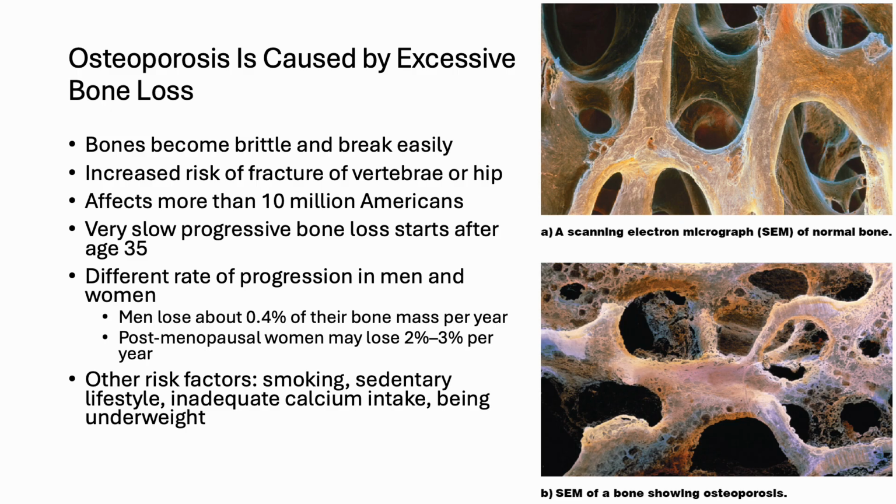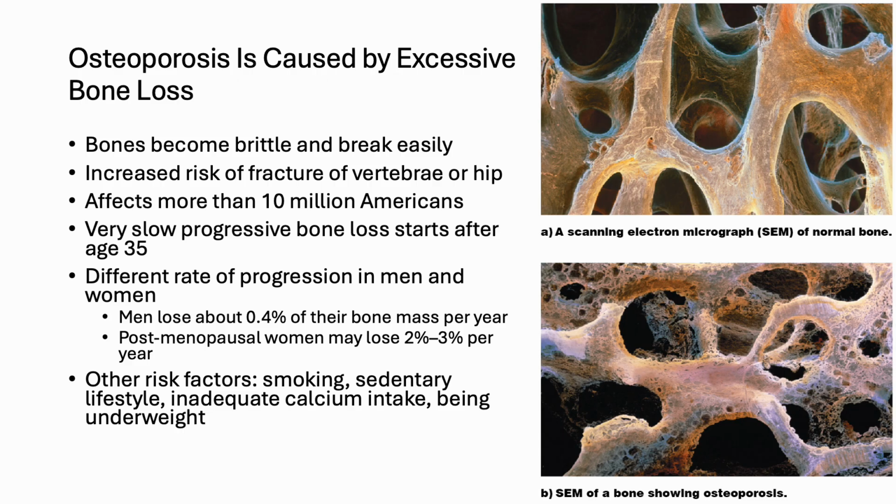Osteoporosis is a disorder in which bones lose mass and density, becoming brittle and fragile. This condition results from an imbalance between osteoclast activity, which breaks down bone, and osteoblast activity, which builds bone. Beginning around age 35, both men and women gradually lose bone mass, but women experience a faster rate, especially after menopause, when estrogen levels drop.